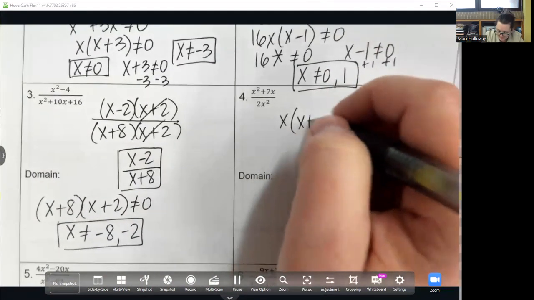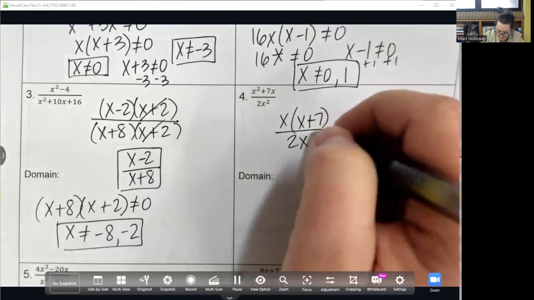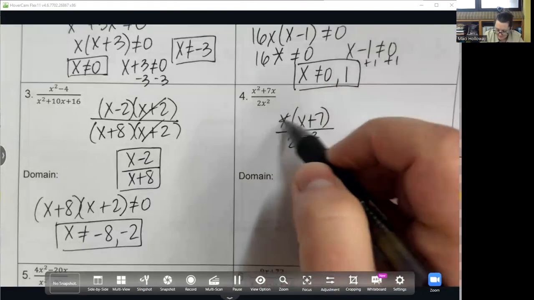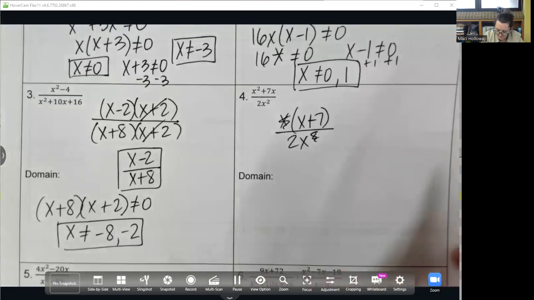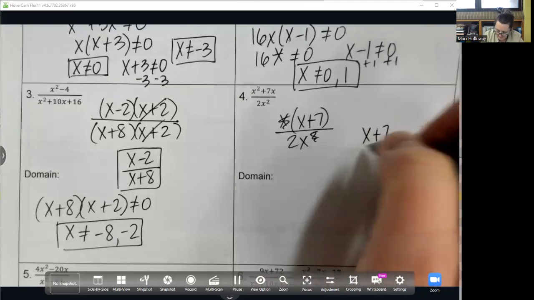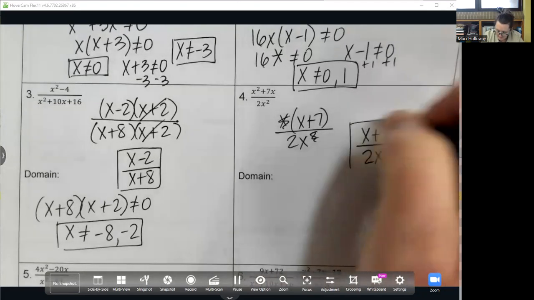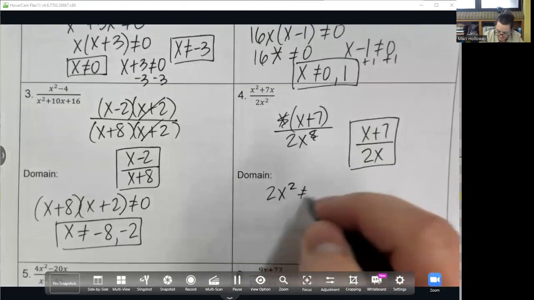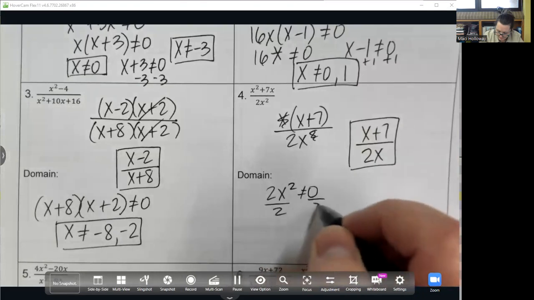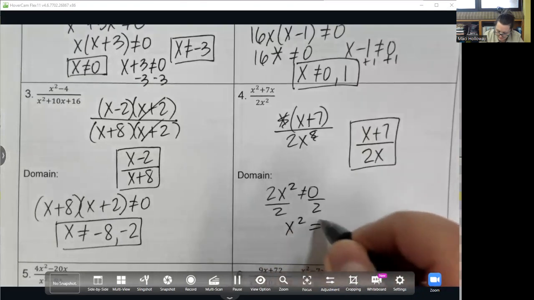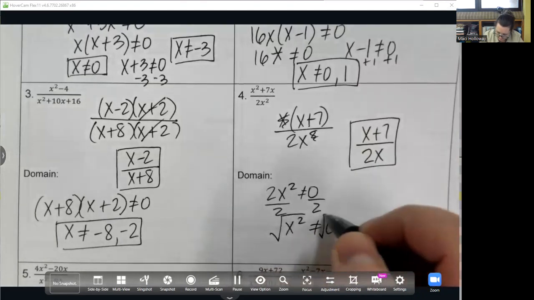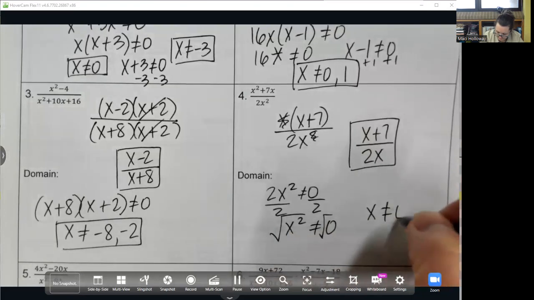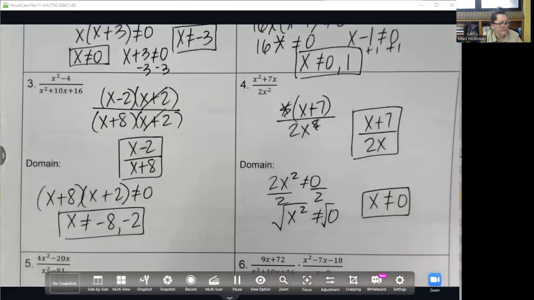Next one, let's factor out an x. So we have x plus 7 over 2x squared. We can take one from the top and one from the bottom. So we have x plus 7 in the numerator and 2x in the denominator. So original 2x squared does not equal 0. Divide by 2. X squared does not equal 0. Square root, and x does not equal 0. So just 1 on that one.